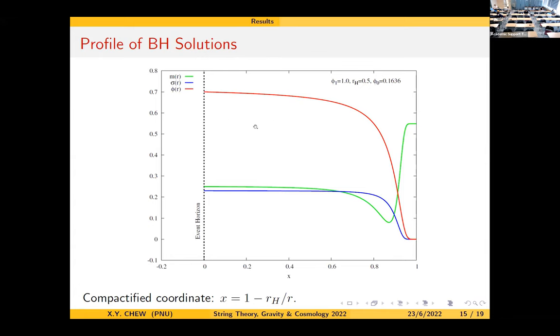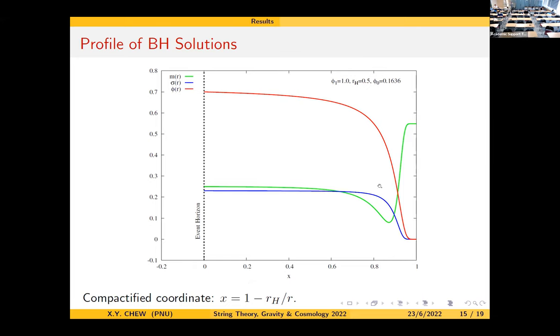So here are the profiles of the black hole solutions. We look at the green line. The green line represents the mass function of the black hole. As you can see, we are doing the calculation in the compactified coordinate, because it is convenient and you can do the calculation more easily.